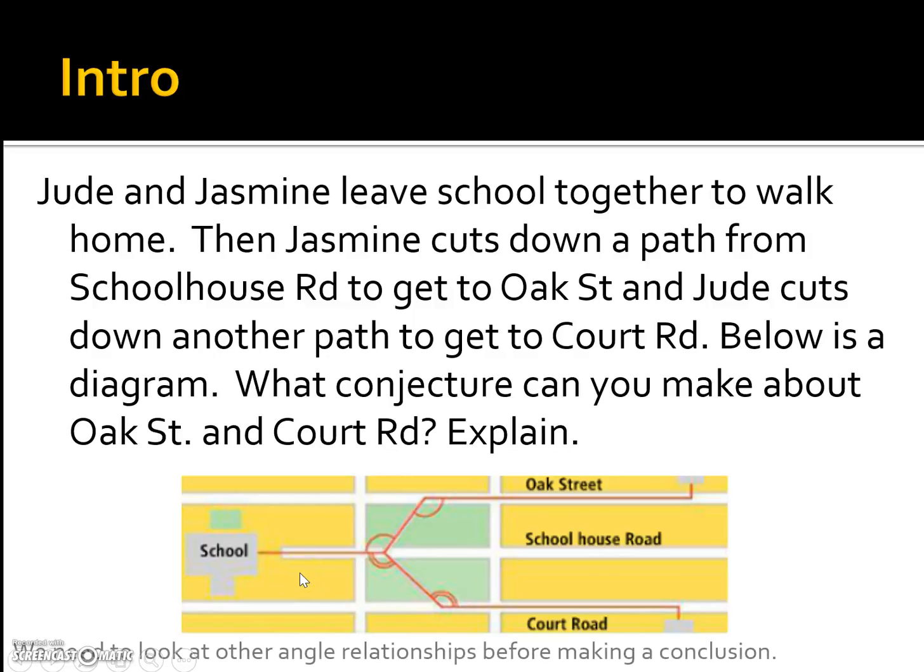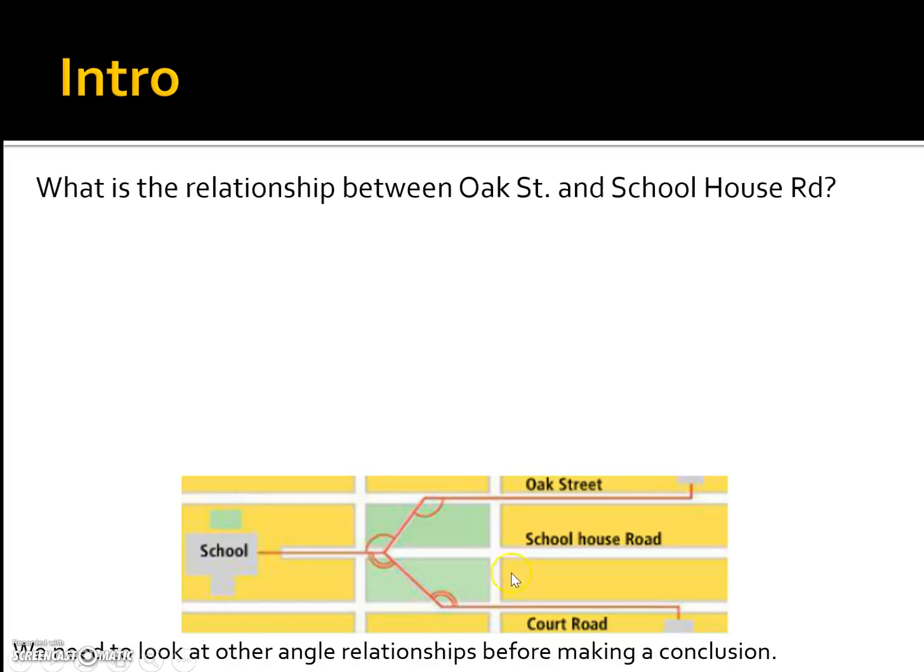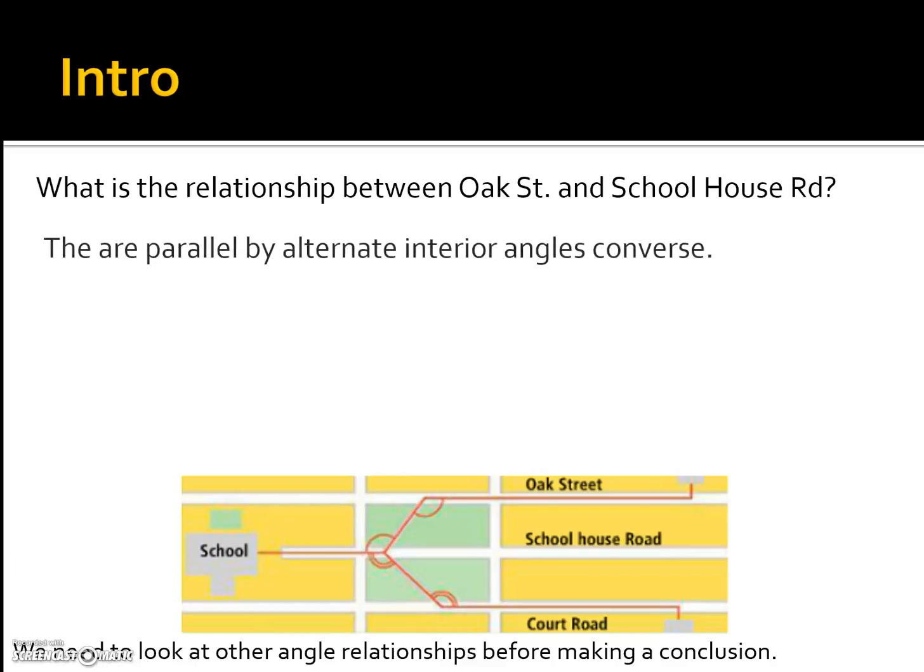Well, what we need to do is look at other angle relationships before we can conclude something about Oak Street and Court Road. So the first thing I want to ask you is, what's the relationship between Oak Street and Schoolhouse Road? If we see that these two roads are going left to right, and the path that Jasmine took is a transversal between those two lines, then if we observe a little closer, I'm telling you by these arcs that these two angles, the alternate interior angles, are the same. So what we can say is that those two streets are parallel, by the alternate interior angles converse. Remember, if the alternate interior angles are congruent, we can say that the two lines are parallel.